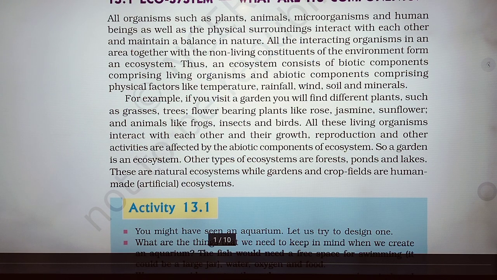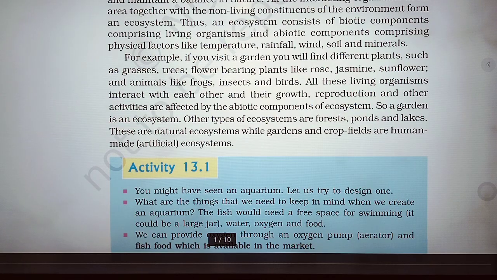All these living organisms interact with each other, and their growth, reproduction, and other activities are affected by the abiotic components of the ecosystem.